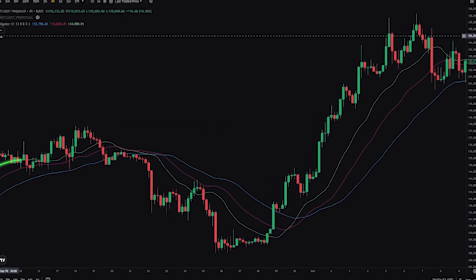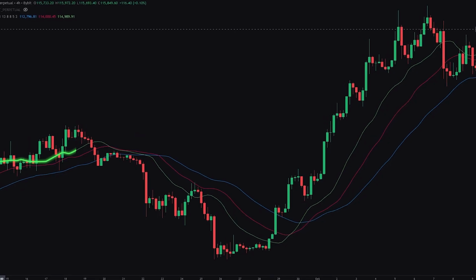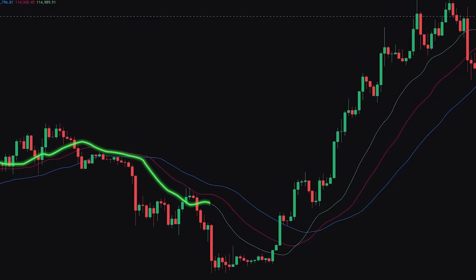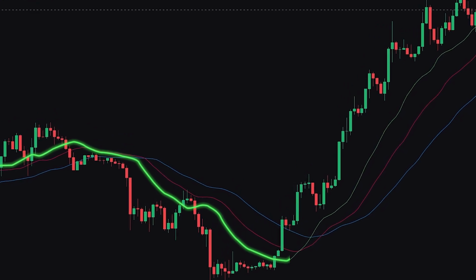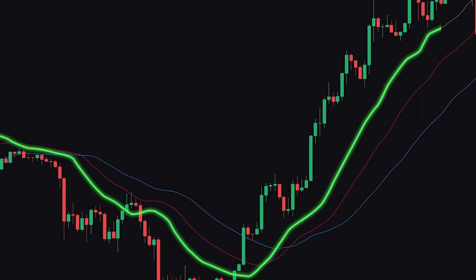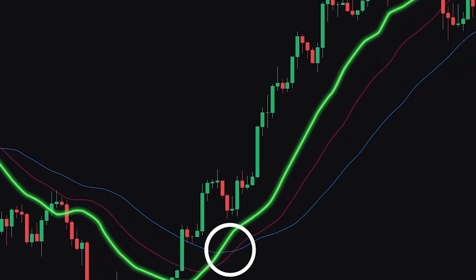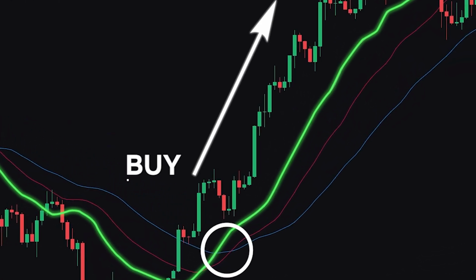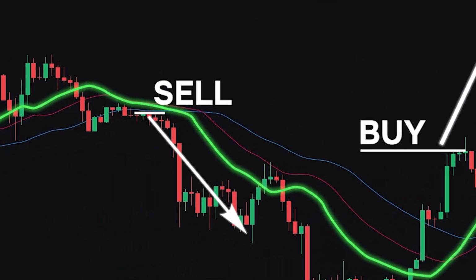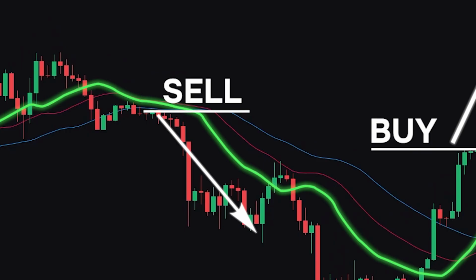Now let's move on to a strategy that solves both of these problems. The idea is that we don't trade line crossovers, but instead trade the price's reaction to the red line, that is the alligator's teeth. Look at where the green line is positioned relative to the others. If the green line is below the other 2 and the candle closes above the red line, that's a signal to enter a buy. If the green line is above and the candle closes below the red line, that's a reason to enter a sell.